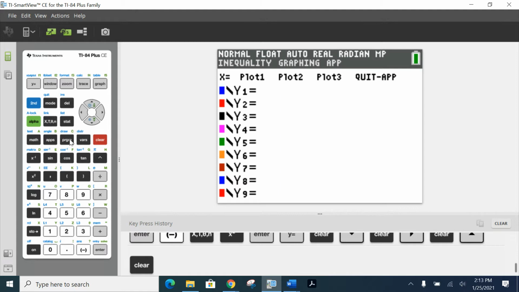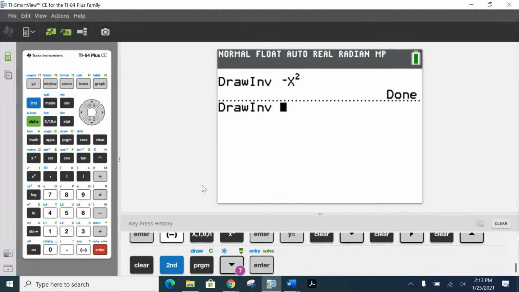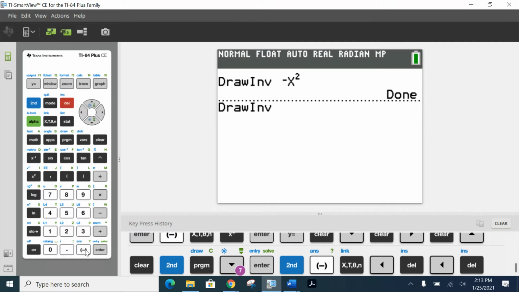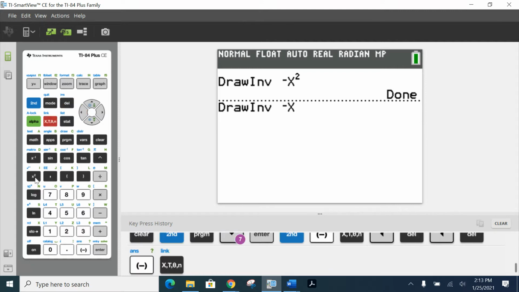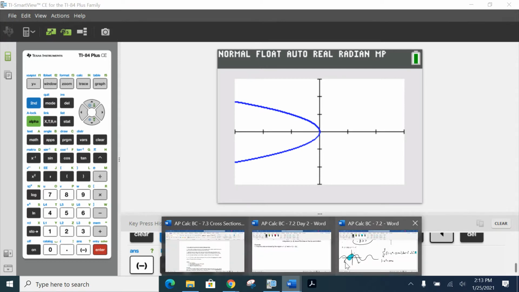So here's the draw menu right there. Since it's the second function on the program key, hit that. And then it's number 8 down there. Hit enter. And then we're just entering this again, negative x squared. That's that. And it'll interpret this now as a y. And enter, and then it's that parabola opening to the left. Okay, so let's go ahead and throw that in there.